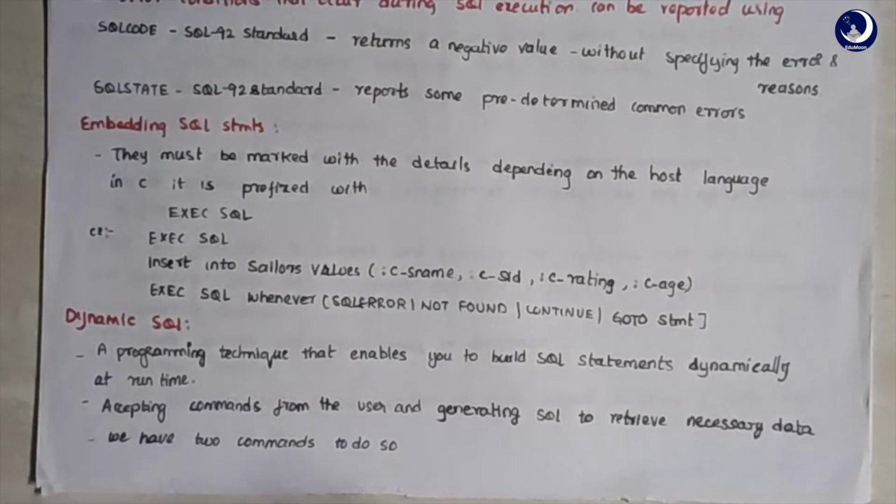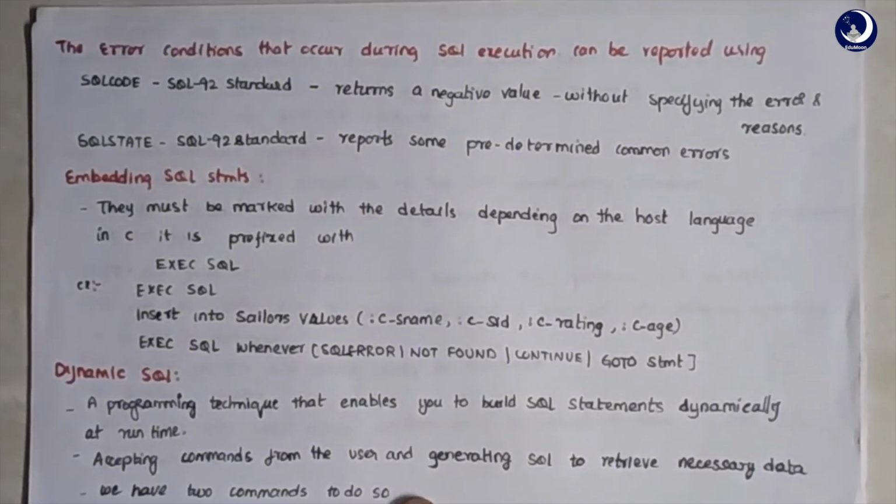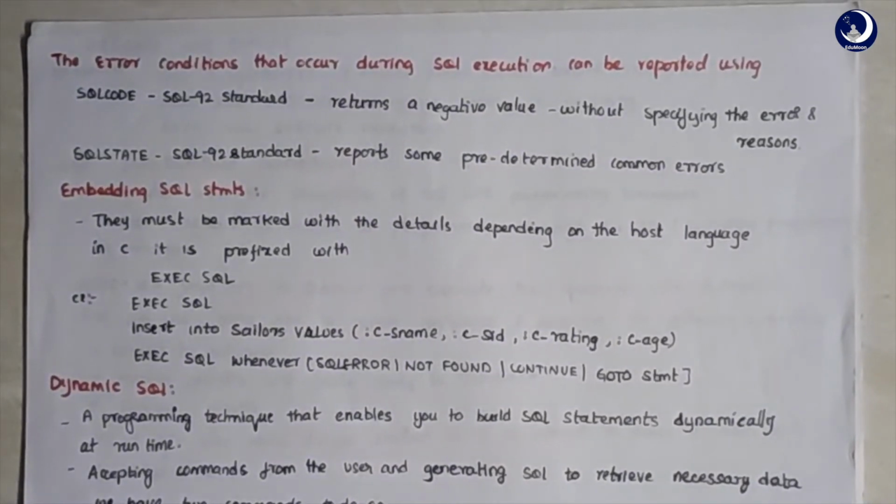Now let's look at how we report the errors that occur in SQL. The error conditions that occur during the SQL execution can be reported using two constructs. The first one is SQLCODE and the other one is SQLSTATE. SQLCODE is the earlier one among these two.